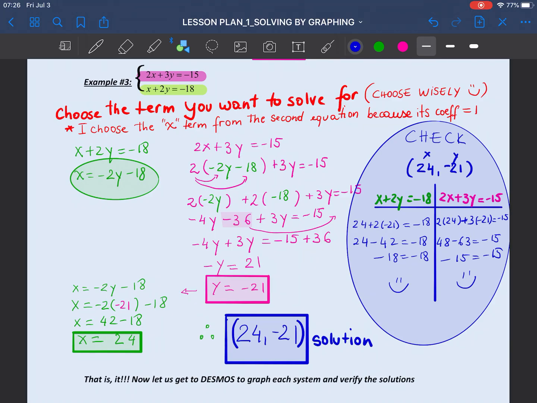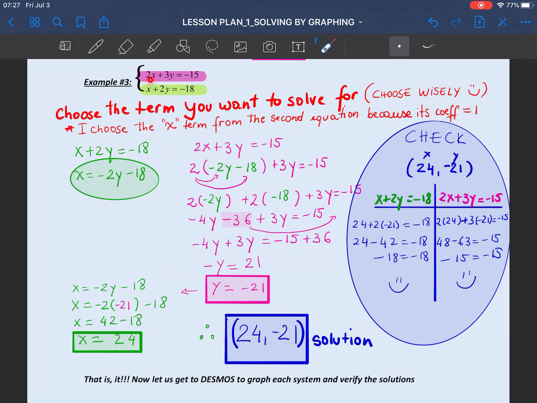Okay everyone, welcome back to the second part of solving systems of linear equations by using the substitution method. I already solved the system of equations and I'm just going to go over the steps. The system is 2x plus 3y equals negative 15 and x plus 2y equals negative 18. First, I have to choose the term I want to solve for, and I want to do that wisely.